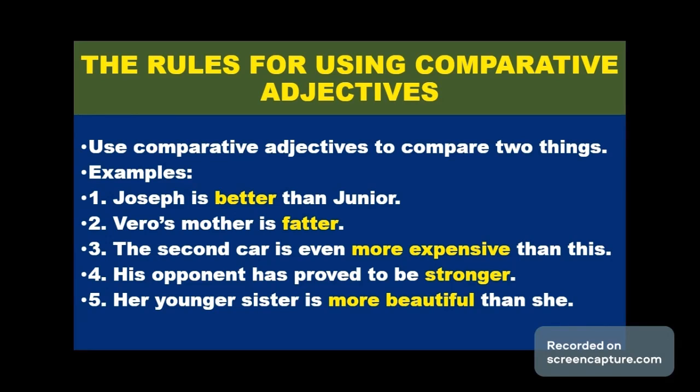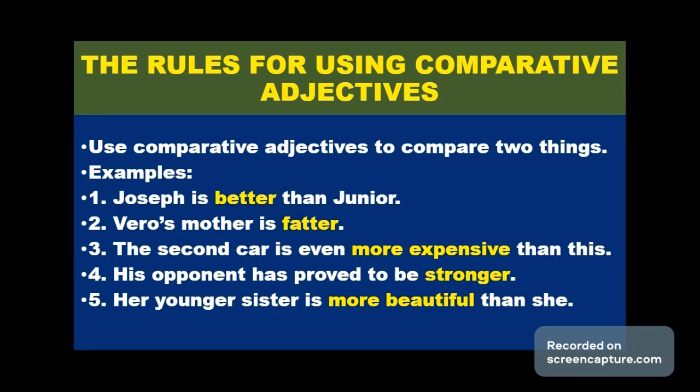So here is the rule for using comparative adjectives. Use comparative adjectives to compare 2 things. That's the rule. When you are comparing 2 things, then you use comparative adjectives. Don't use comparative adjectives to describe one thing, and don't use it to compare 3 or more things. Use comparative adjectives only when comparing 2 things. The examples are as follows.